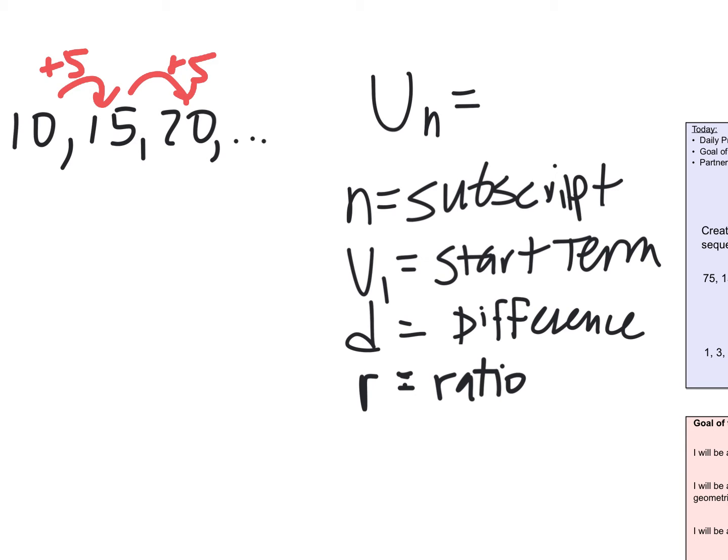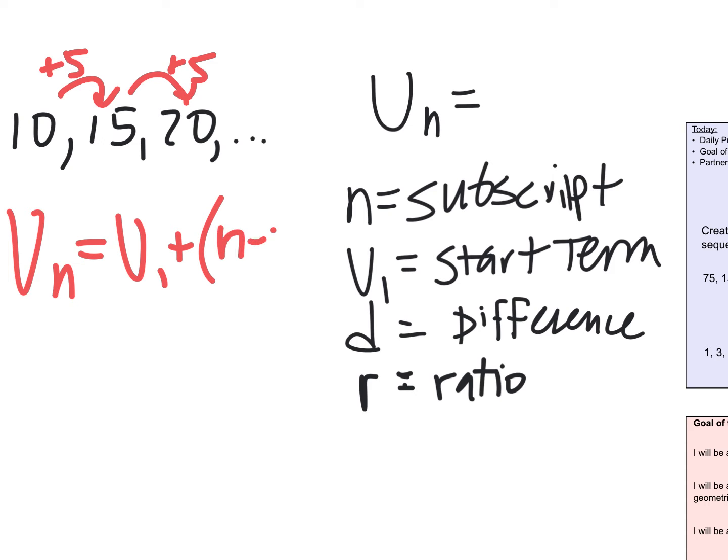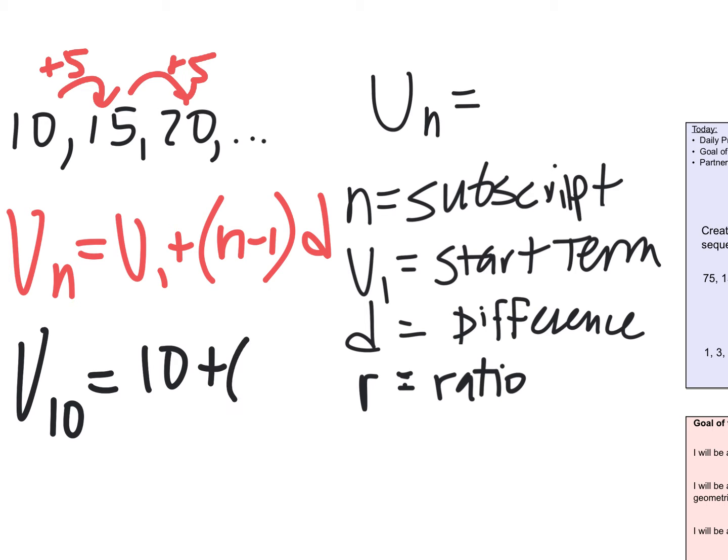And here's the formula we'd use for this one. U sub n is equal to U sub 1 plus n minus 1 times d. Let's figure out U sub 10 then, the 10th term. U sub 1 is the starting term, which was 10, plus n, which is, remember, n is the subscript. So n is 10. So if I want 10 minus 1, I'll just write 10 minus 1. If I weren't showing you, I would have just done 9 in my head. And then times it by the common difference, which is the 5.